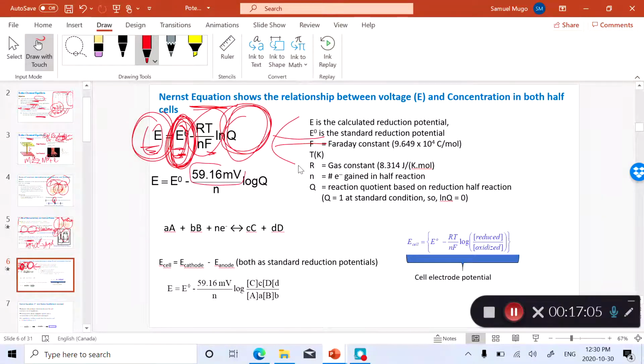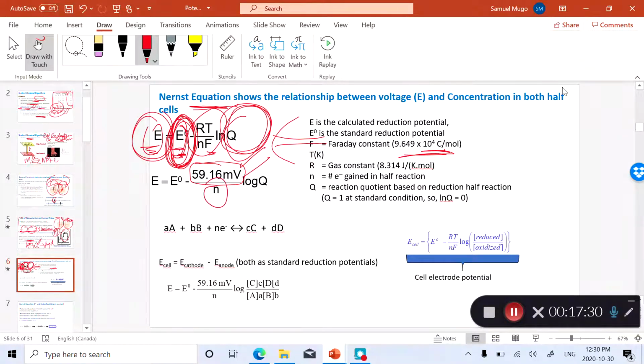And when you calculate them, you're going to see the result is a constant, which is 59.16. This results from the R, which is 8.314, the temperature at 25 degrees, which is 298 degrees Kelvin, and then the Faraday's constant. And when you calculate it, you're going to see it is equal to 59.16.